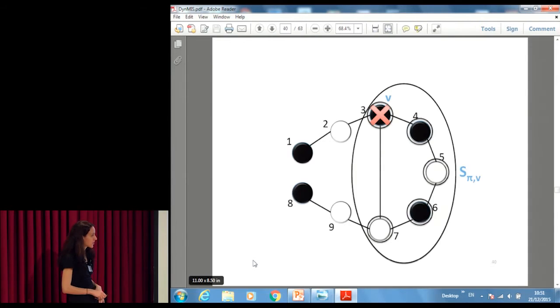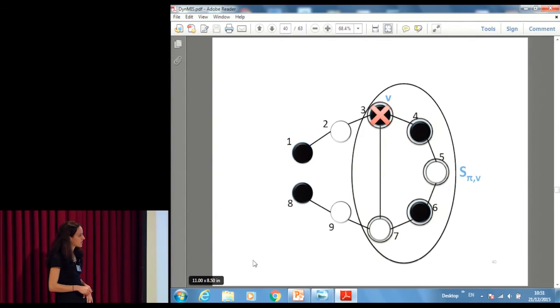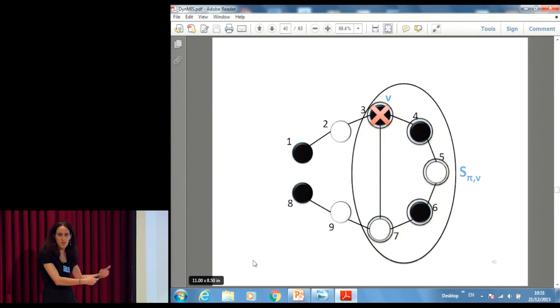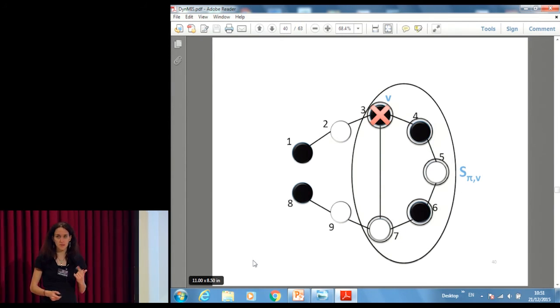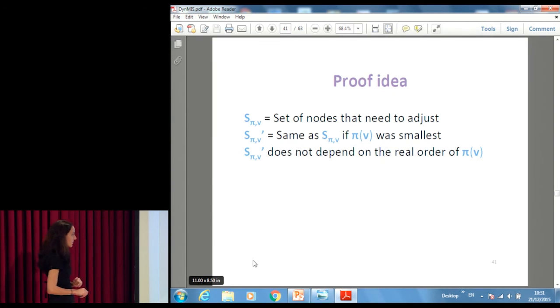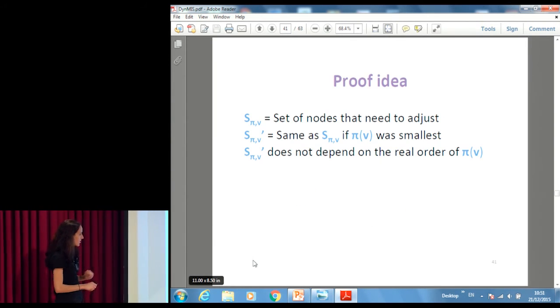But the point is that I care about the size of this set. Okay, the set of nodes that, during this process that I described of fixing the random greedy MIS solution, had to change their state, maybe back and forth, but at least once. Here V was this node with order 3, and S_V is this. Okay, good. So here's the last notation that I promised.